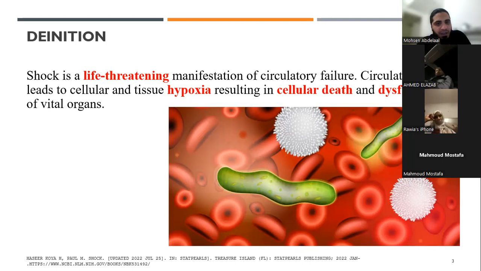By definition, it's a life-threatening event manifested by circulatory failure. So this is the importance of shock. It's life-threatening. The end result of shock is death if untreated. So that's why it's very, very important to recognize early and start management as early as possible. And the other important thing in the definition is it's reversible. So the death from shock is avoidable if detected early and treated appropriately.